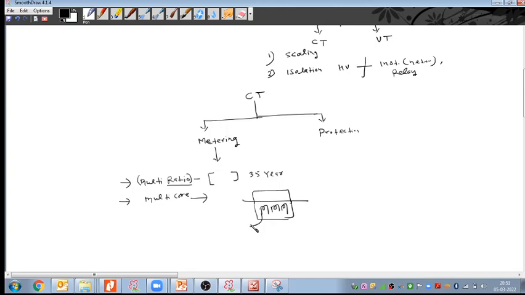One winding we can use for one purpose, say we are connecting the meter here, and the second winding we can use for another function, say we can connect an overcurrent relay. The third winding we can use for another purpose, suppose we are putting a differential relay or any other relay. So to get this kind of facility, we use the multi-core CT.